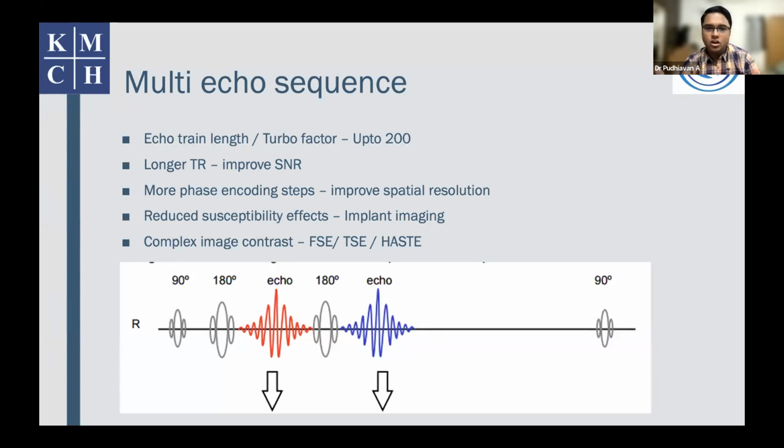And when you use a very long echo train length, for example, an echo train length of even up to 200 can be used, meaning that within a single TR time, we can give up to 200 180-degree pulses to obtain 200 echo signals. So in those cases, the TE time of the later part of the sequence will also be prolonged. So what you get is a very heavily T2 weighted image. This is very helpful in cases of doing MRCP for visualizing the ducts where the water is stagnant.